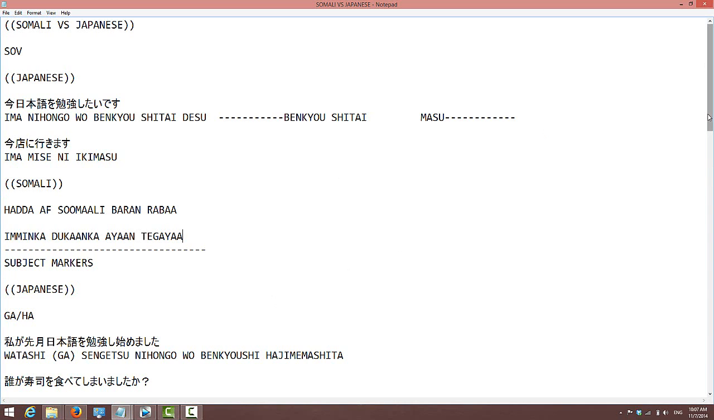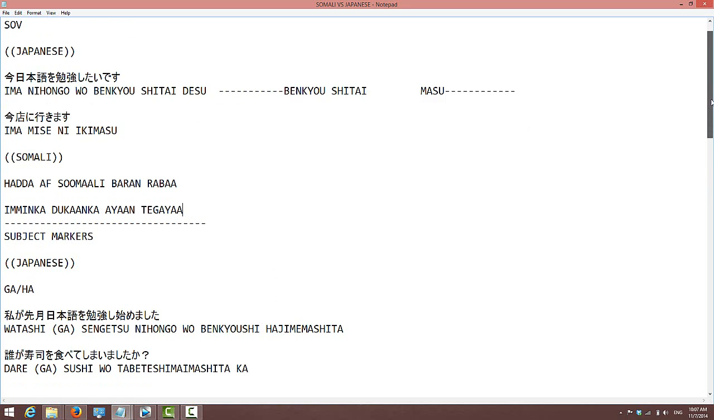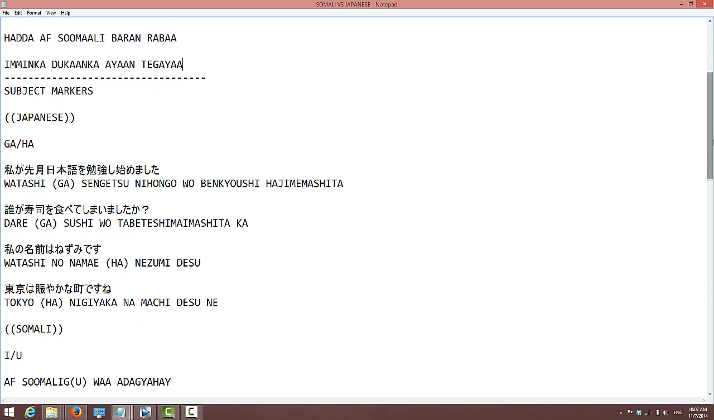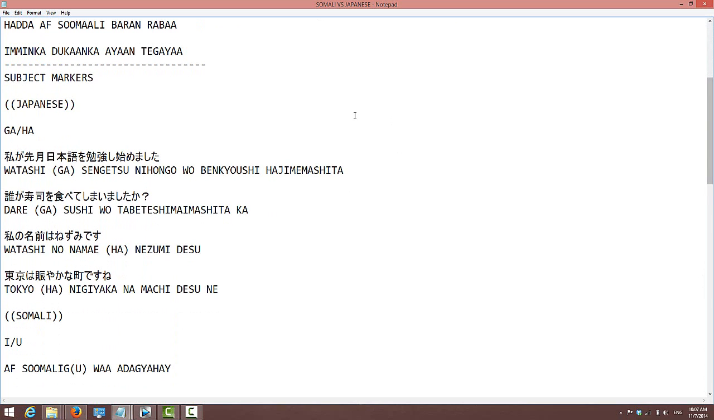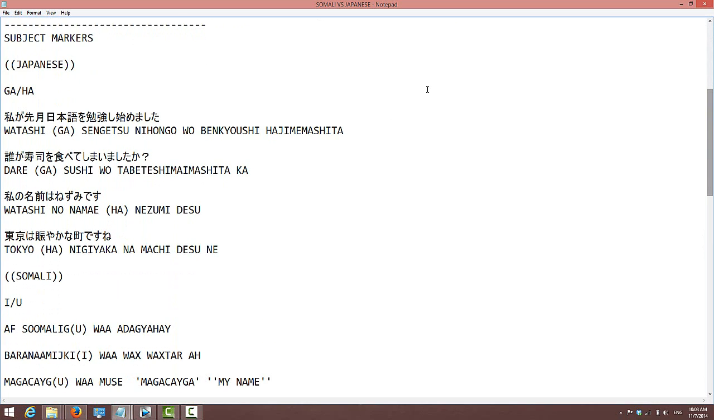Now we're getting into subject markers. We're done with SOV. You guys see how the structure is for both languages. Now let's talk about some subject markers. If you guys have learned Japanese, you know what I'm talking about. Subject markers, those annoying particles that you have to get used to. They were nightmares for me when I started learning Japanese. I just didn't understand them because they were so foreign and I had never seen them before.